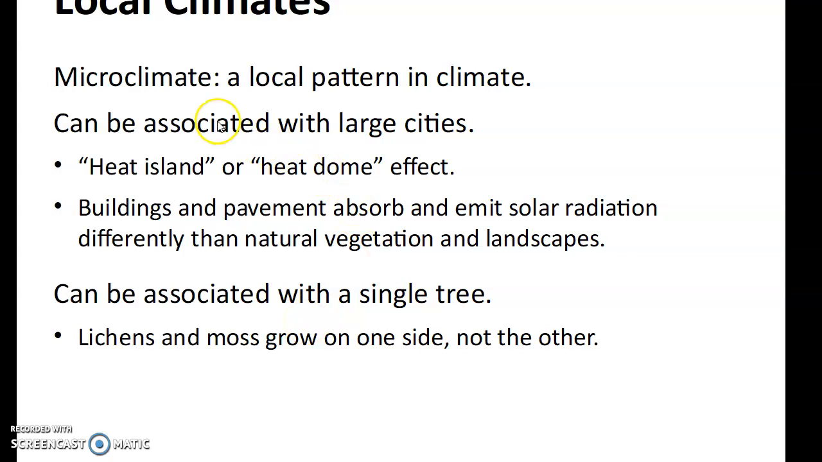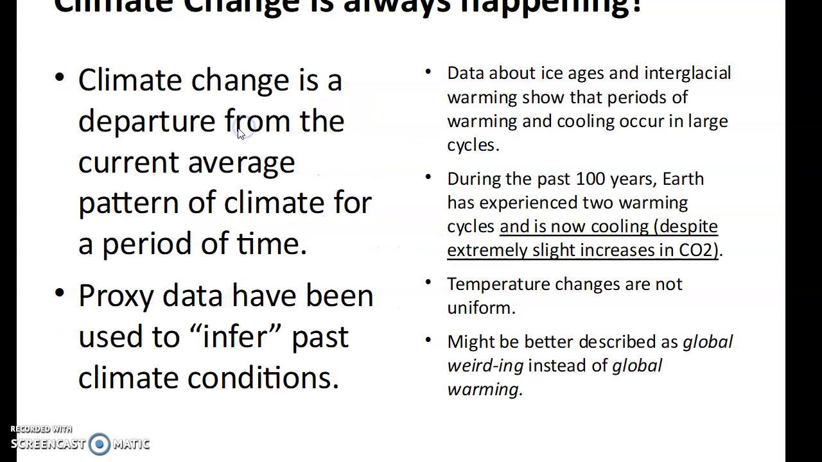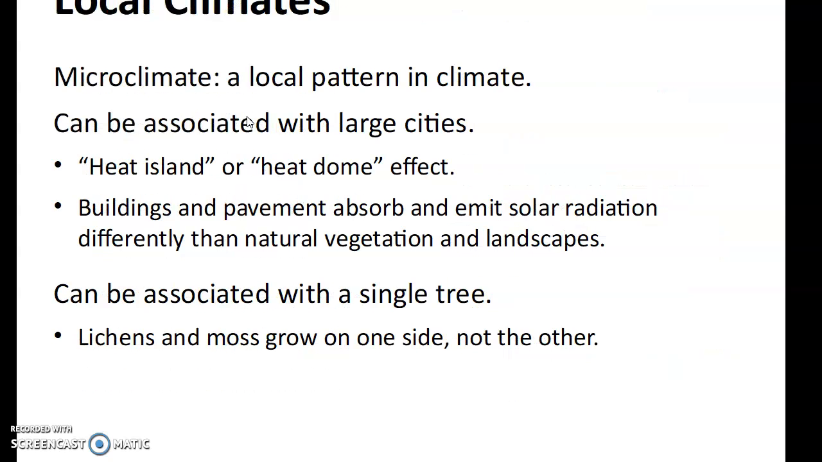So local climates are called microclimates. This is a local pattern in the climate. And here in the Ozarks, one side of a hill can have a very different climate than the other side of the hill. And I've had it where I got rain at my location, and 1 mile away, my neighbor got nothing at all. So the topography, heat islands, heat domes, many things can affect those types of things.